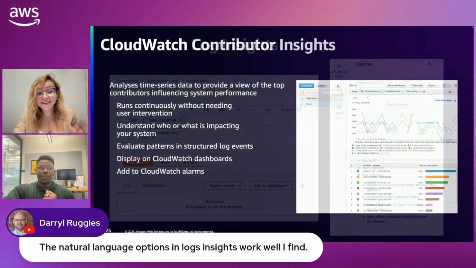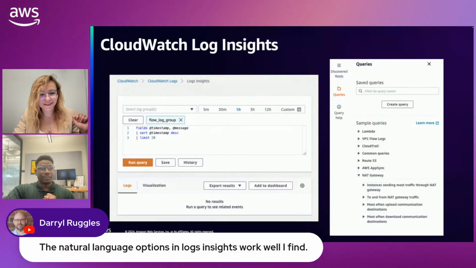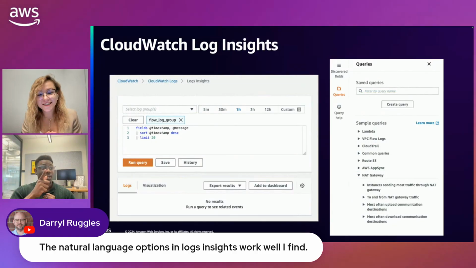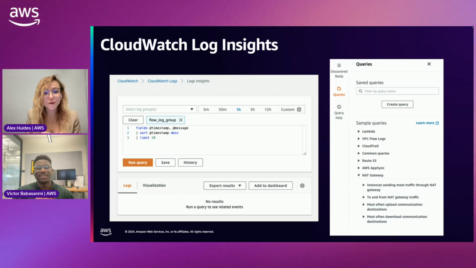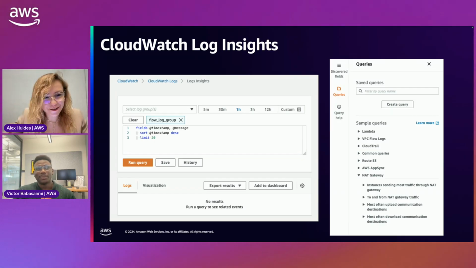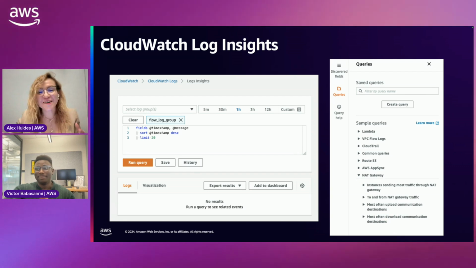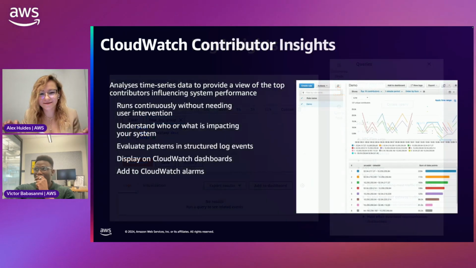Nice. And here's a comment from Daryl. Thank you for letting us know that. So the natural language option in Logs Insights works well. I find, yes, it's a life-saving tool that helps you. Like you have a question, you just want to ask that question. You don't want to know the SQL query behind that question, and what you need to do to actually answer the question. So yes. 100%. Yeah, that's a good point.